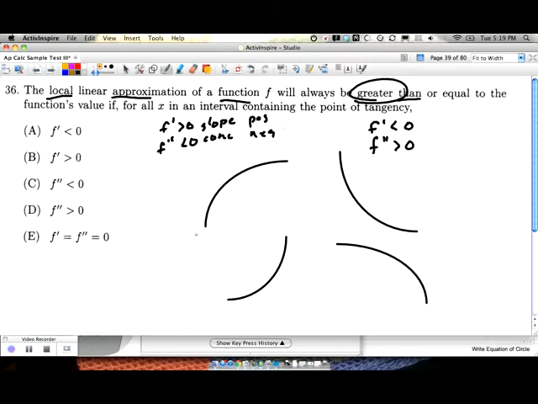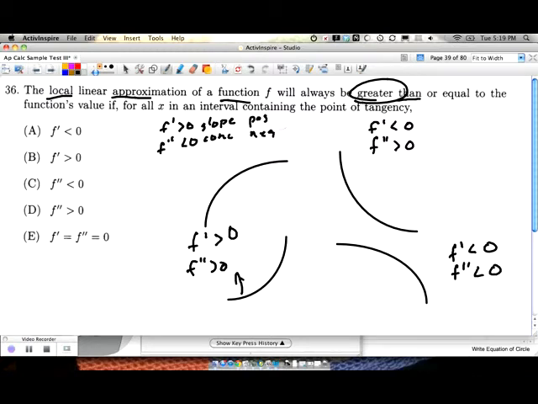And here, for this one, we have f prime is greater than 0. Why? Because the slope is positive. It's going up, up, up, just like that. It's greater than 0. F double prime is concave up, so therefore it's greater than 0 as well. And then this last one, we have a negative slope. F prime is less than 0, but it's concave down, so it's also less than 0 for the concavity there.